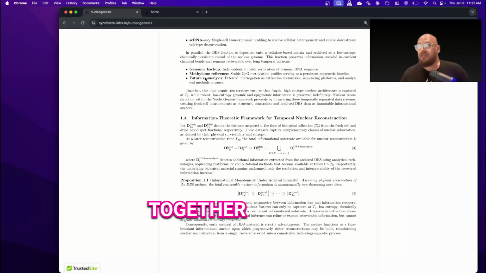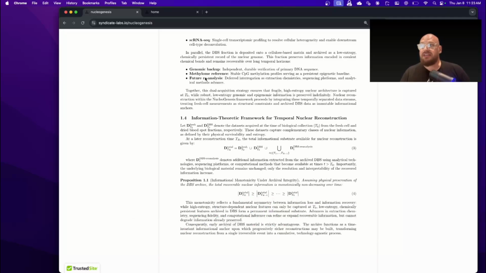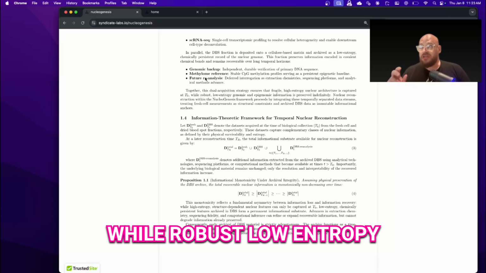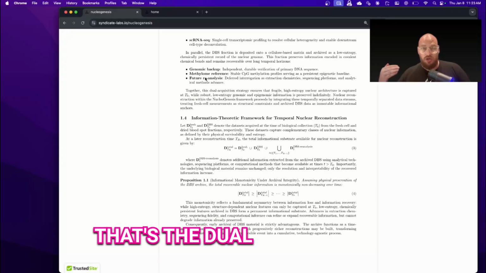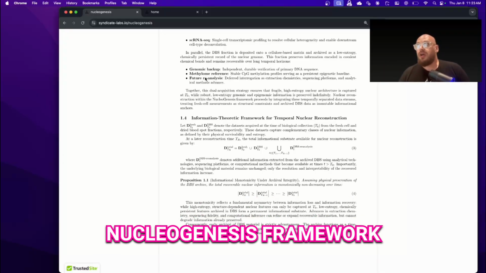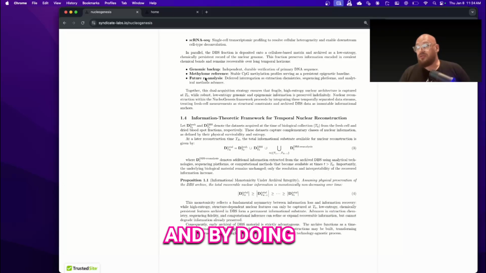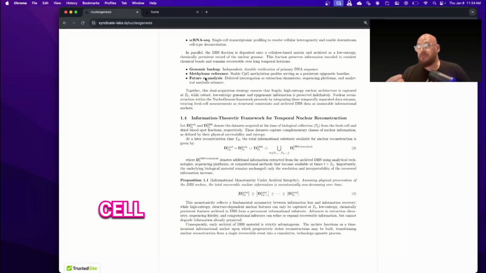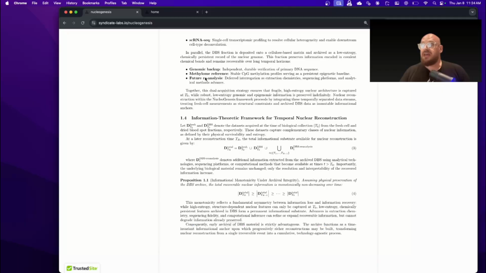So to wrap this up together, the dual acquisition strategy ensures that fragile, high entropy nuclear architecture is captured at the time of collection, while robust, low entropy genomic and epigenomic information is preserved indefinitely. See, that's the dual architecture, right? Nuclear reconstruction within the Nucleogenesis framework proceeds by integrating these temporally separated data streams. And by doing so, you're treating your fresh cell measurements as a structural constraint and the archived DBS data as an immutable information anchor. So that's a very important statement.